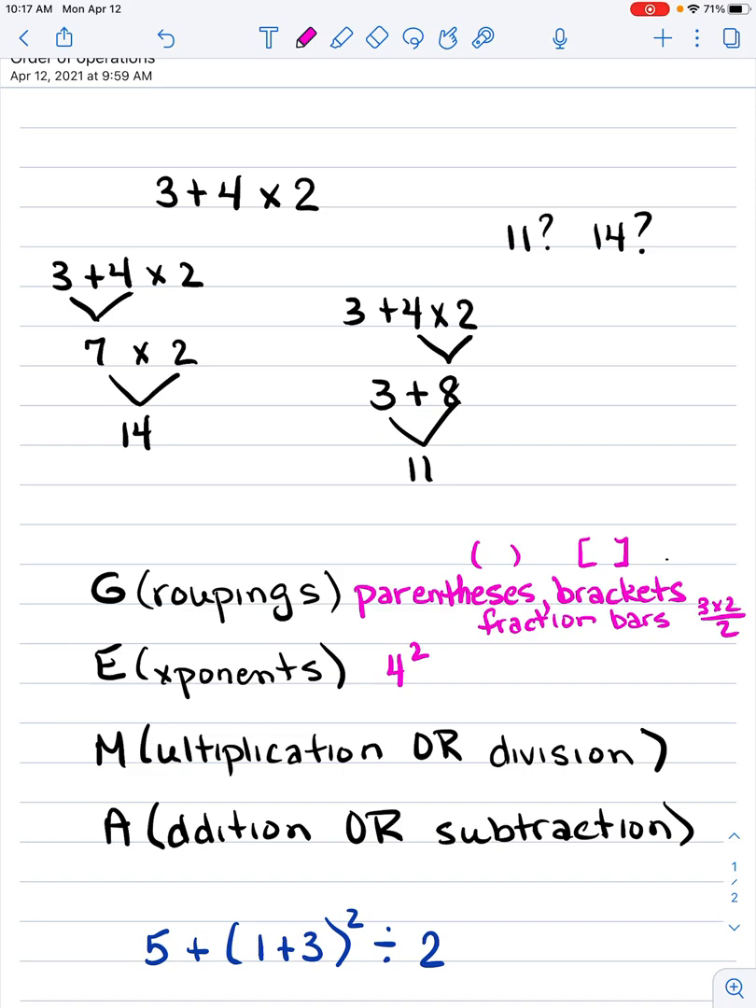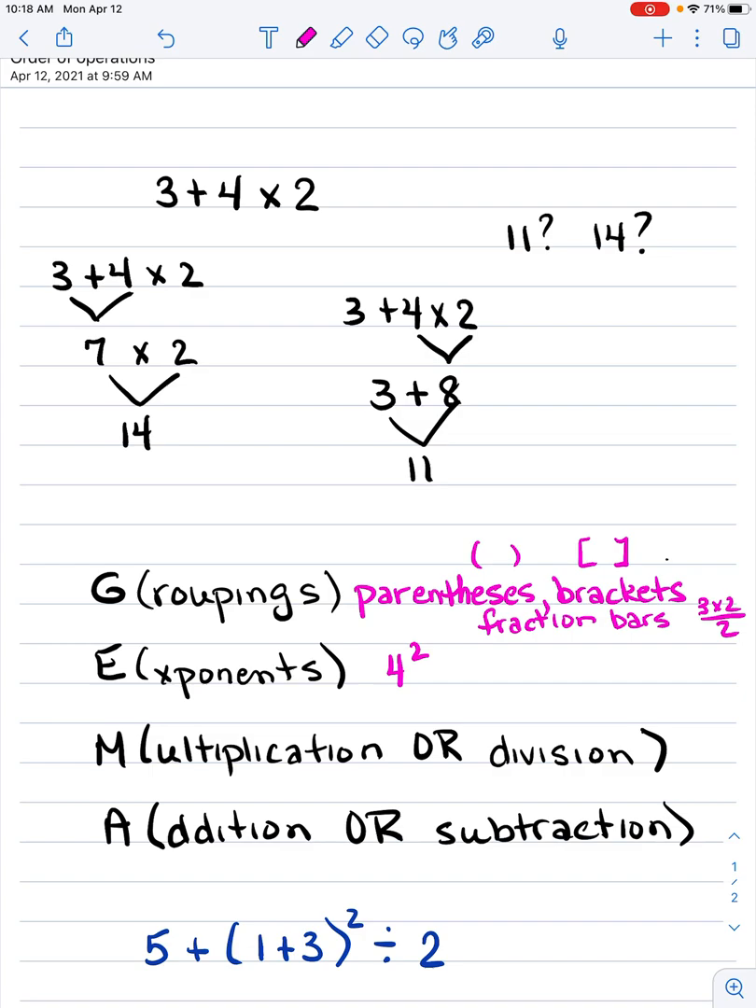Now, it is important to note that multiplication and division have the same importance. So if I see division before I see multiplication as I go from left to right, that's what I do first. And we'll see that in a minute. So the last thing we do is we get rid of all our addition and subtraction.